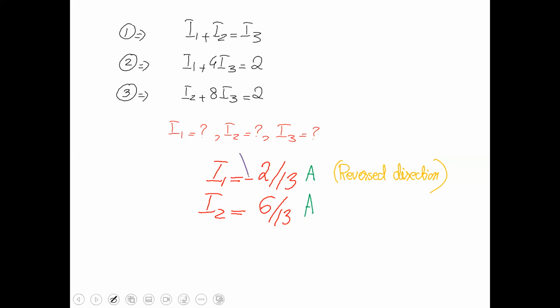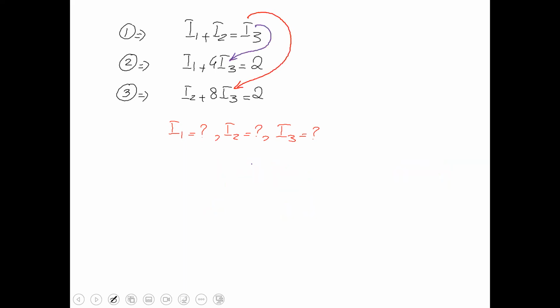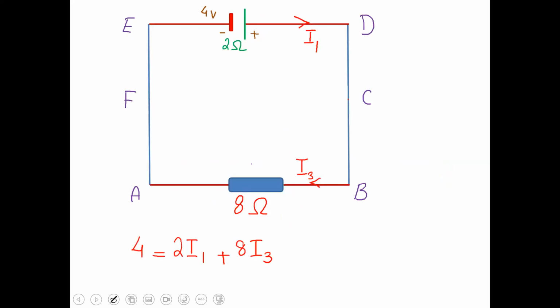This point is important to understand: what is the significance of this negative sign. If any of your answers comes negative, it means that the current is reverse in direction. So what we had supposed for the current direction, look at that original diagram. This is I1. So it means the actual current is this way.